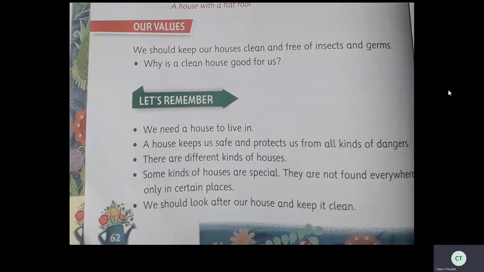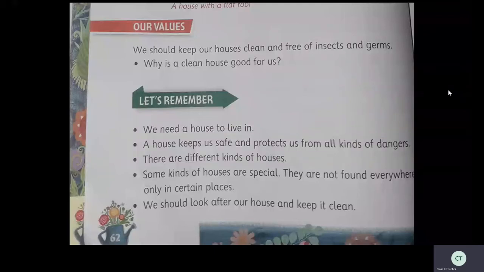There are different kinds of houses. Already we learned in the previous class, there are different kinds of houses like kacha houses, pakka houses, permanent houses, temporary houses, isn't it? Some kinds of houses are special. They are not found everywhere, but only in certain places. We can't see that type of houses everywhere. What are they, children? Do you remember?